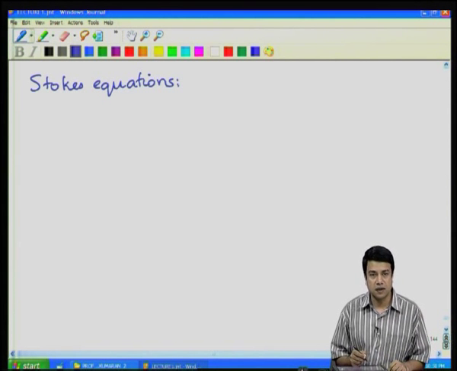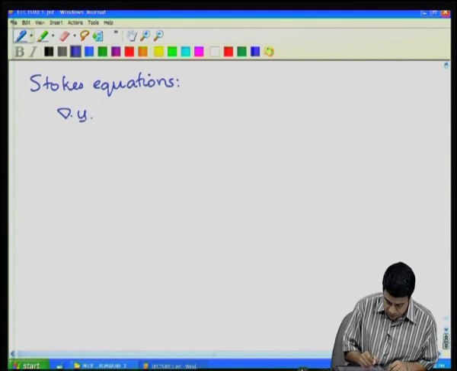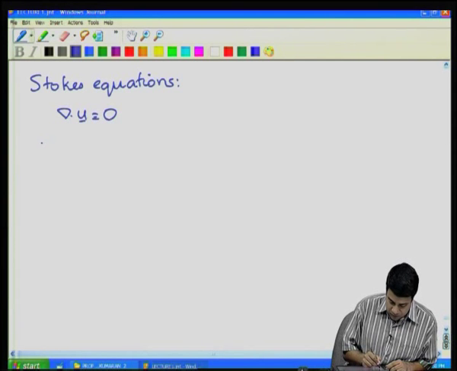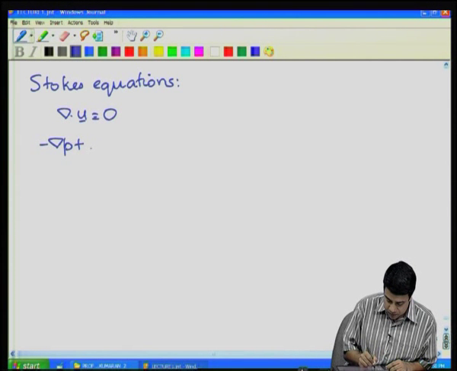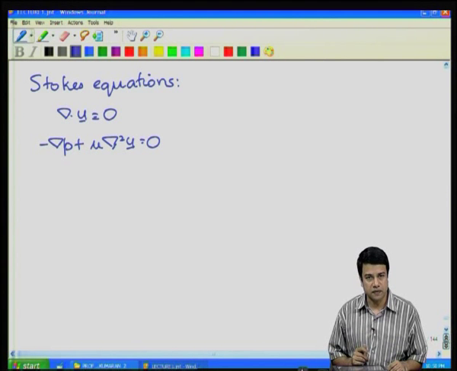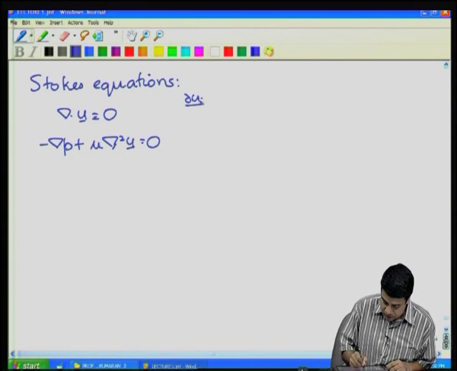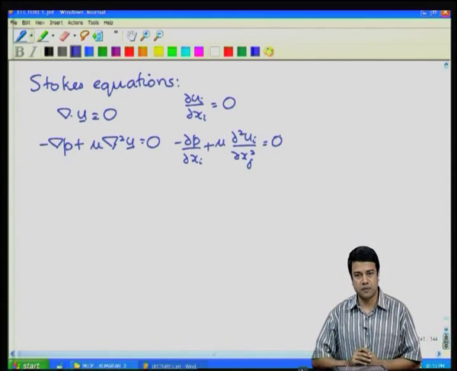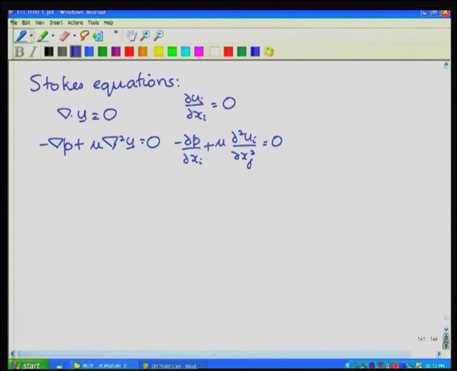The divergence of velocity is equal to 0, that is the mass conservation equation for an incompressible fluid, and then the momentum conservation equation: minus grad p plus mu times the Laplacian of u is equal to 0. We shall write this using indicial notations for most of the lecture, that is the divergence of the velocity is equal to 0 and minus partial p by partial xi plus mu times the Laplacian of ui is equal to 0. Okay, so, it completely neglected all the inertial terms in the conservation equation.